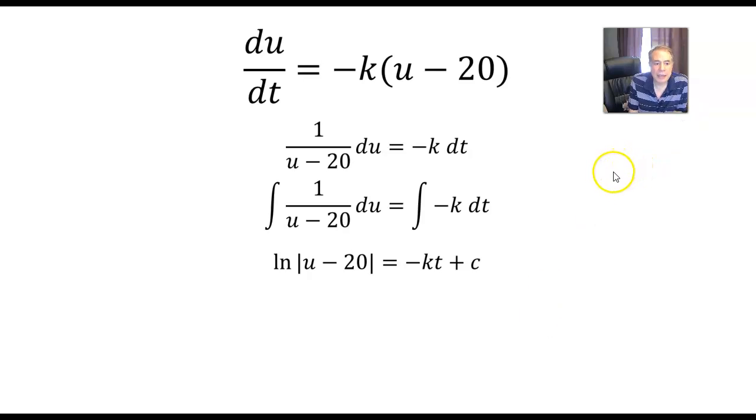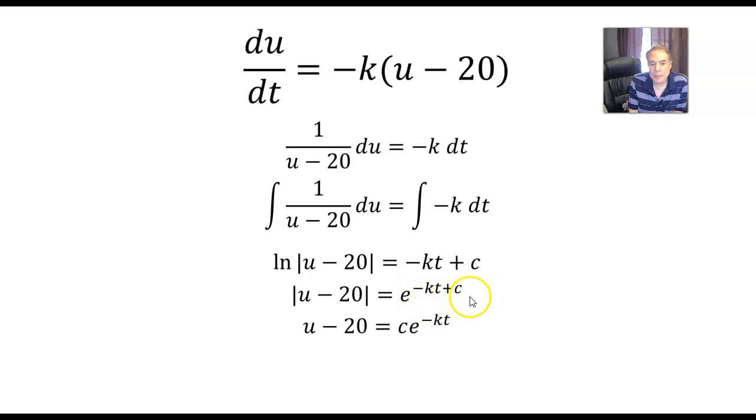Now let's get the ln out of the way by exponentiating both sides. E to the ln would just be u minus 20, and then on the other side we've got e to the negative kt plus c, which breaks up into e to the negative kt times e to the c. But if c is any constant, e to the c is just some constant, and it would have to be positive, but if the absolute value is equal to some positive constant, u minus 20 itself could be a positive or a negative constant.